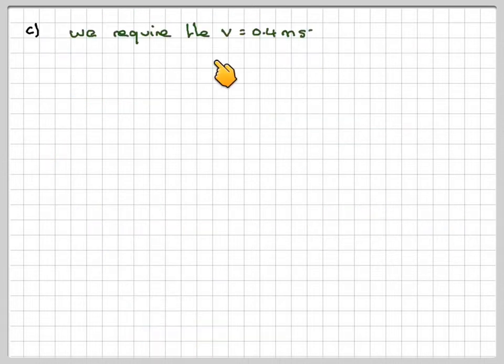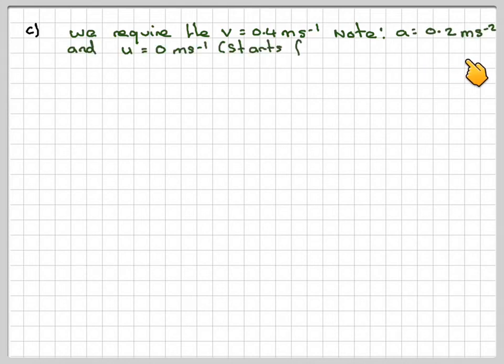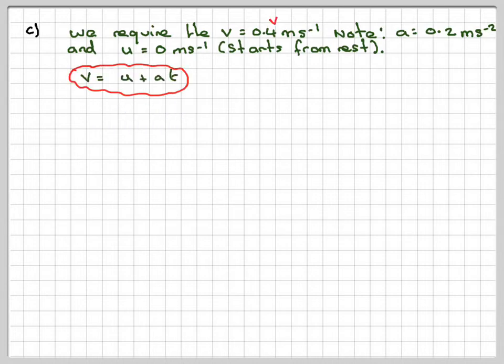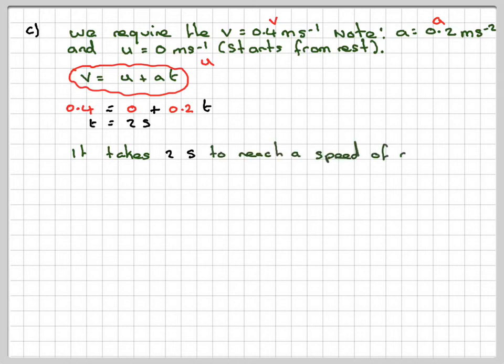We require that v is equal to 0.4 meters per second as a speed. Note that the acceleration is 0.2 meters per second squared, and that u is 0 meters per second because it starts from rest. Using v equals u plus at, it's a good idea to list v, a and u. So we have 0.4 equals 0 plus 0.2 times t. That gives t equal to 2 seconds. So it takes 2 seconds to reach a speed of 0.4 meters per second.